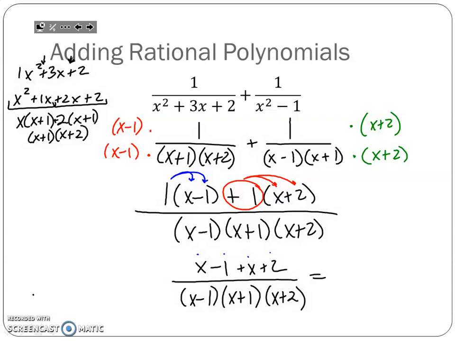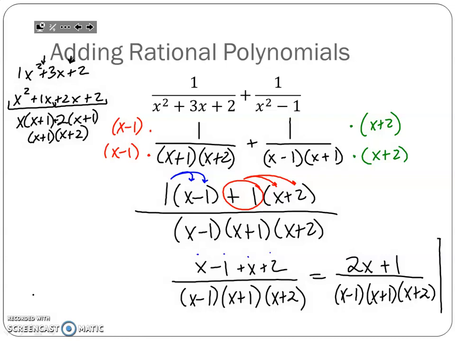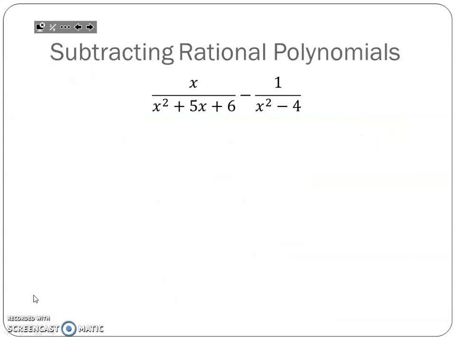So I've got an x and a positive x, which gives me 2x. And I've got a negative 1 and a positive 2, which gives me a positive 1. So the top is 2x plus 1. The bottom is x minus 1 times x plus 1 times x plus 2. And that's our answer. That's how we add those together. Okay? Next slide then. This one is subtraction. Go ahead and pause this one. Try it on your own. Okay? See how you do.